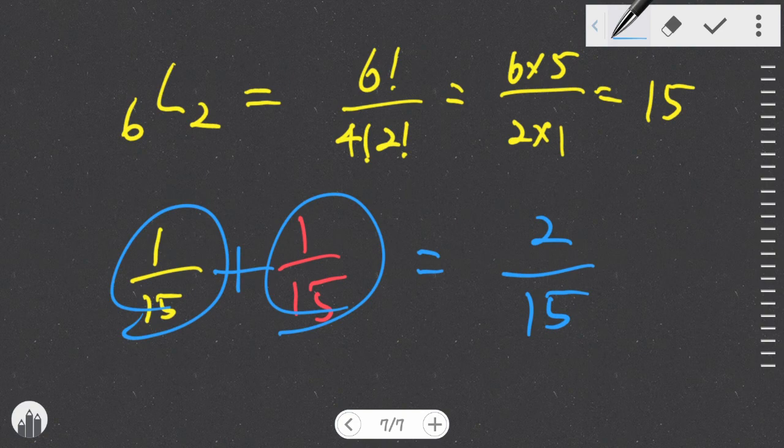This is how we solve independent or dependent probabilities and how we apply and, or, as well as, you can say, multiplication or addition of probability in a real question. Thank you for watching.